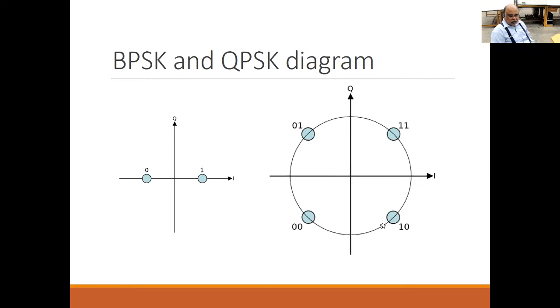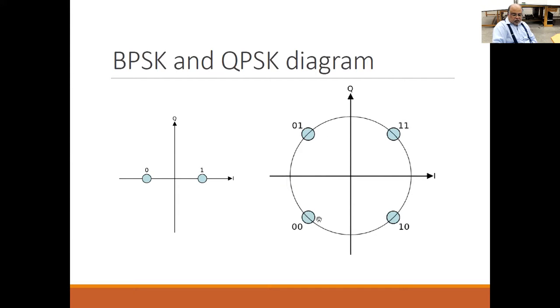So all these could be easily identified. Now we could assign two bits to each signal. If I had a signal which was 45 degree out of phase, I would say okay, I am receiving 1 1. If it was 135 degree out of phase, I would say I'm receiving 0 1.